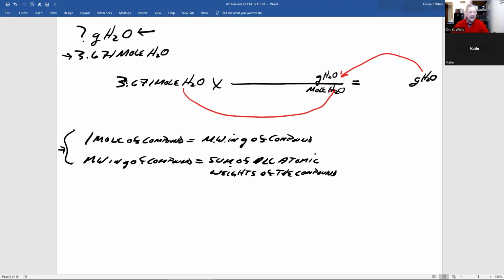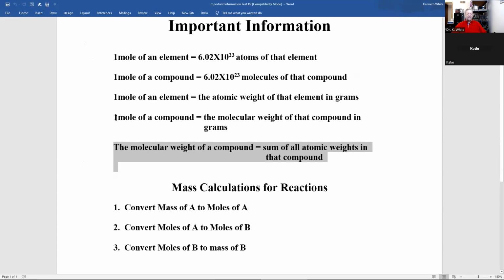And in the past, you'd have to memorize that for my class. But just to remind you, if you look at important information, I have 1 mole of a compound equal the molecular weight of that compound in grams. And I also have for you, in case you forgot while you're taking the test, the molecular weight of a compound equals the sum of all atomic weights in that compound, and that's in grams.